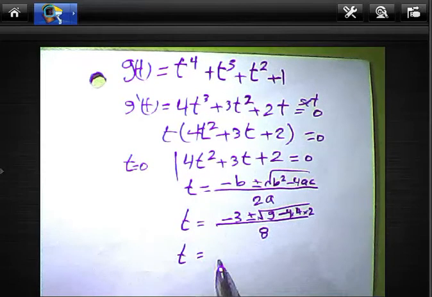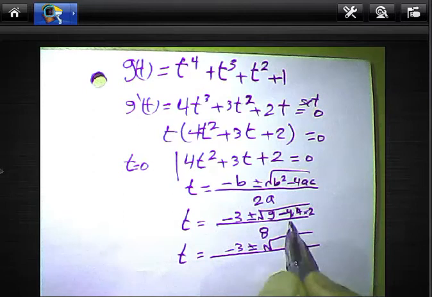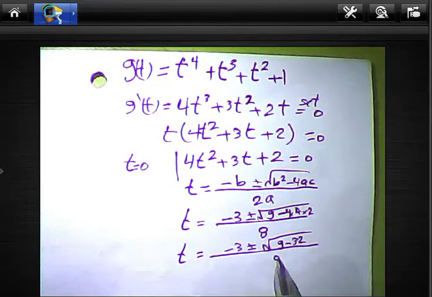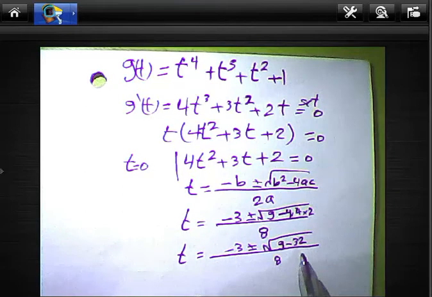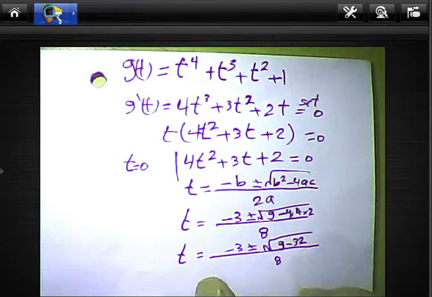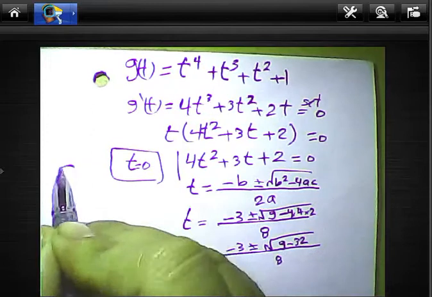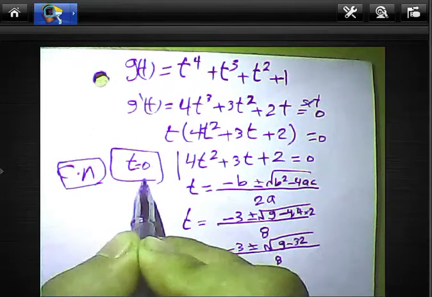So t equals negative 3 positive or negative the square root of 9 subtract this number. We know 4 times 4 is 16, times 2 is 32. 9 minus 32 over 8, we can find the result here. The result here will be negative, and we don't have a real number here. So it's impossible to find any result about t here. Then the critical number will be t equals 0.